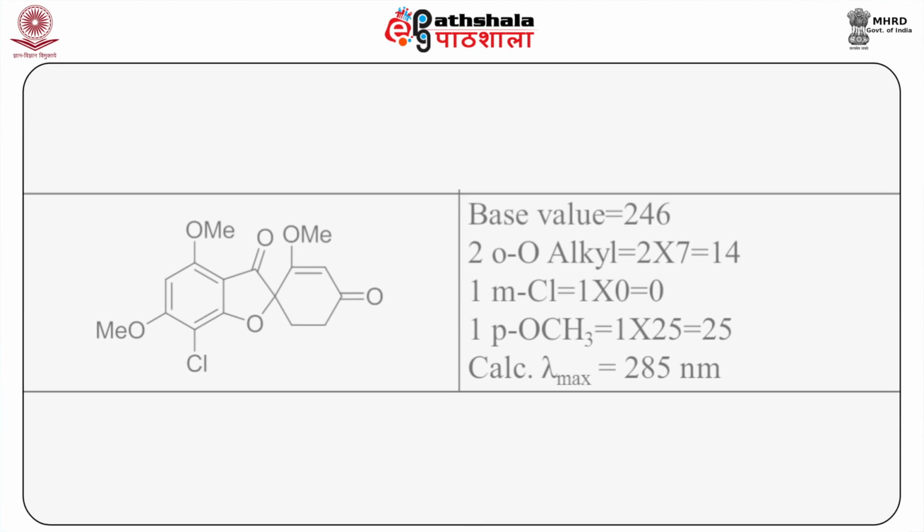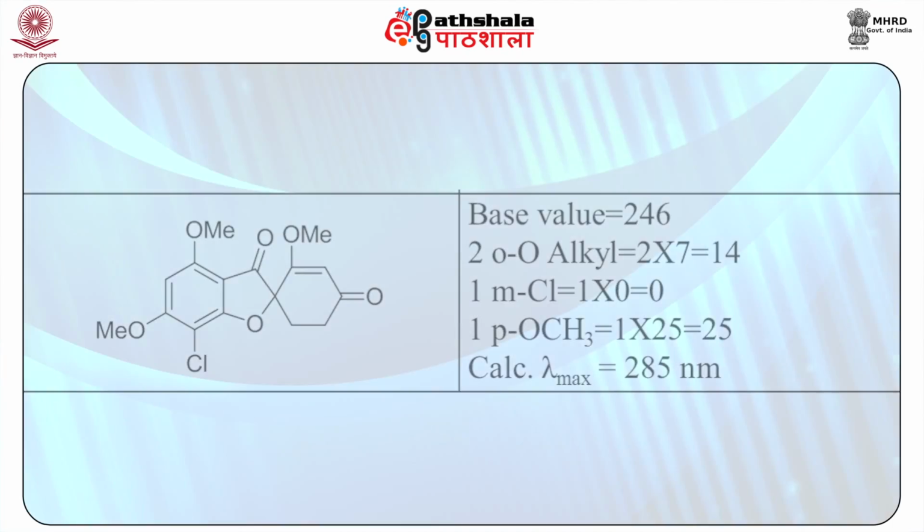Now, case number 3. The base value here again is 246 nanometers. Two ortho O-alkyl groups will contribute 14 nanometers, one meta chloro will contribute 0 nanometers, whereas one para O-methyl group, that is the ether group, will contribute 25 nanometers. Thus, the total will become 285 nanometers.